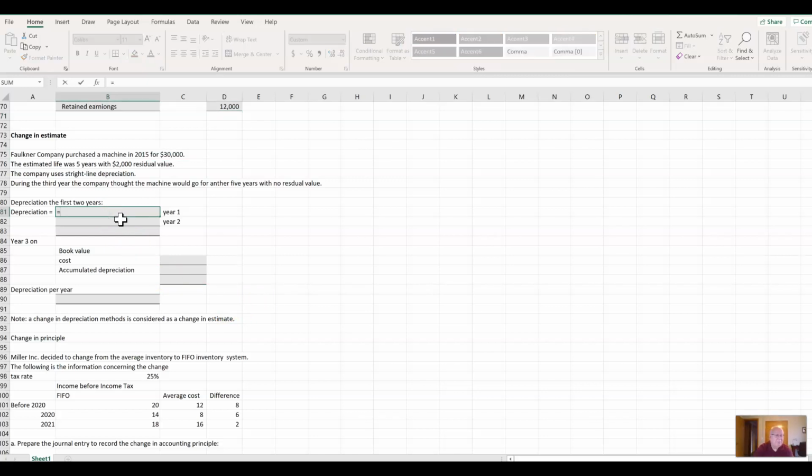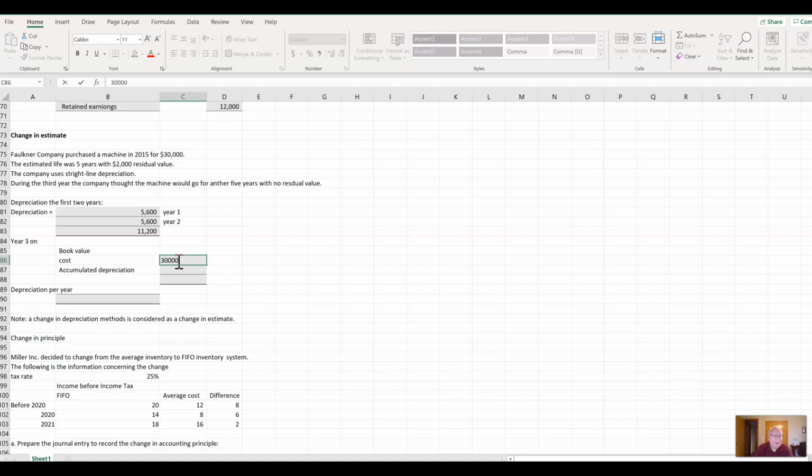So in year 1, if you remember straight line, the machine cost us $30,000 minus the residual value of $2,000, divided by 5. We'll keep this easy. So that's $5,600 a year. So we take $5,600 the second year because it's straight line. And so we've taken a total of $11,200.